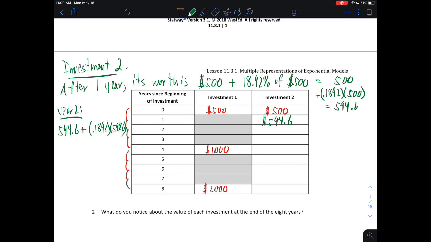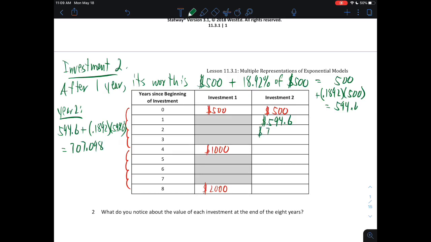So 594.6 times 0.1892. That gives me 112.49832, and then I'll add that to 594.6, and then they say round this to 3 decimal places, and I get 707.098.